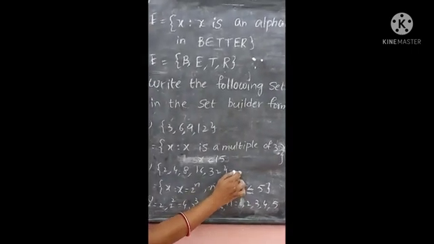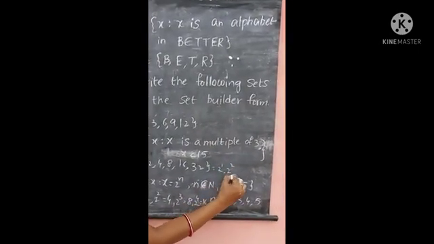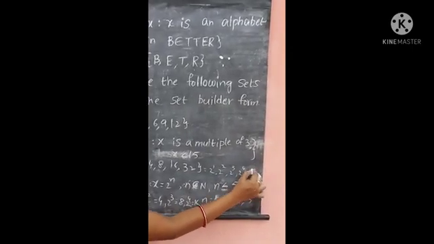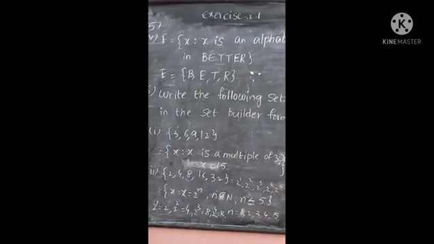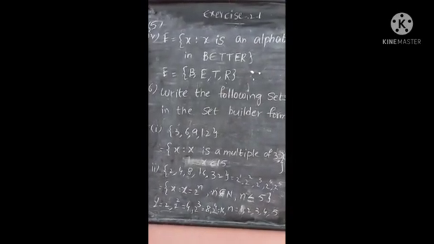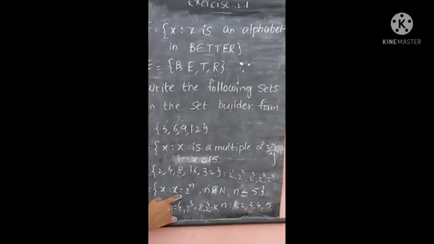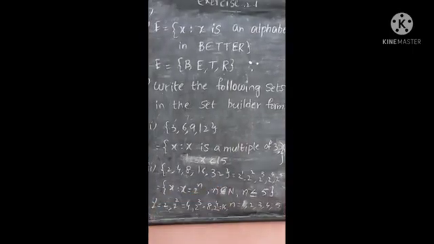These numbers are like this: 2 power 1, 2 square, 2 cube, 2 power 4, 2 power 5. In this form, these elements are there. So, how can we write the set builder form for this? X such that x is equals to 2 power n. That means these numbers are in the form of 2 power n.